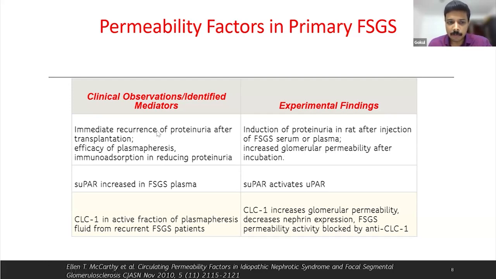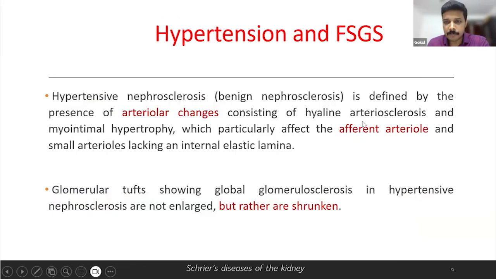The factor has not yet been identified, but suPAR, or soluble urokinase plasminogen activator receptor, is increased in FSGS plasma. And also CLC1 can be another factor which can be present in primary FSGS.